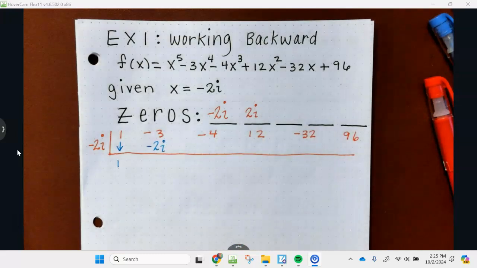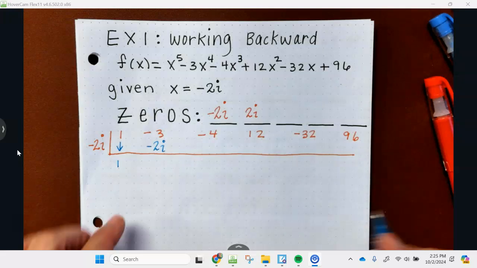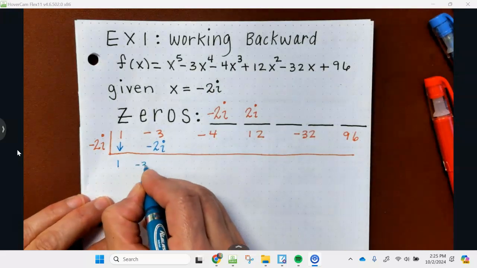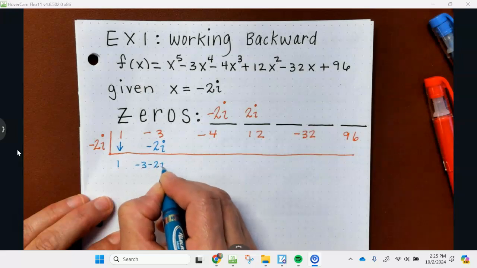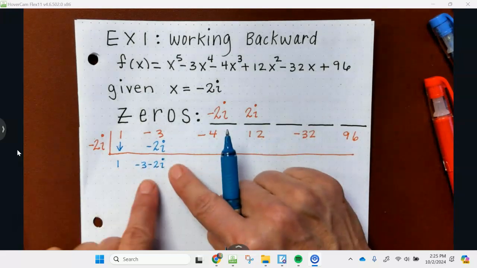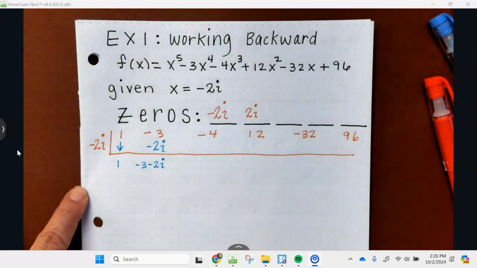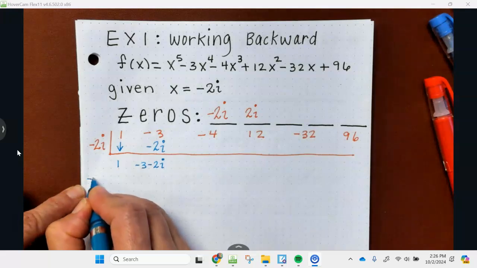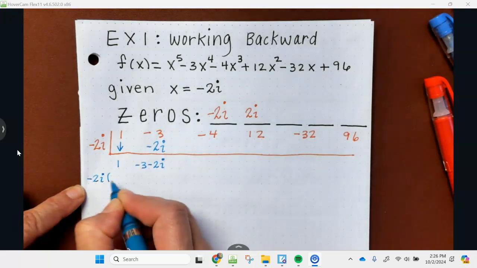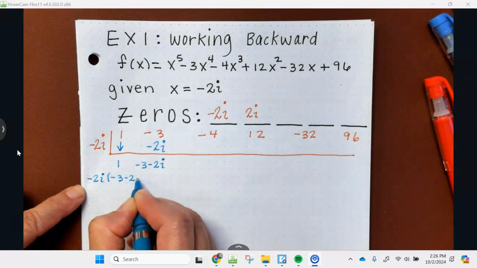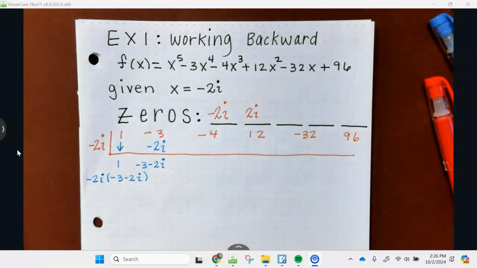And remember, you got to combine straight down. Y'all can't combine a real and an imaginary. So just stick them together. So this is going to be negative 3 minus 2i. And now I have to multiply negative 3 minus 2i times this. I'm going to show my work right here. So here we go. Negative 2i times negative 3 minus 2i. Distribute. Settle down. Pay attention to negatives. Pay attention to i squared.